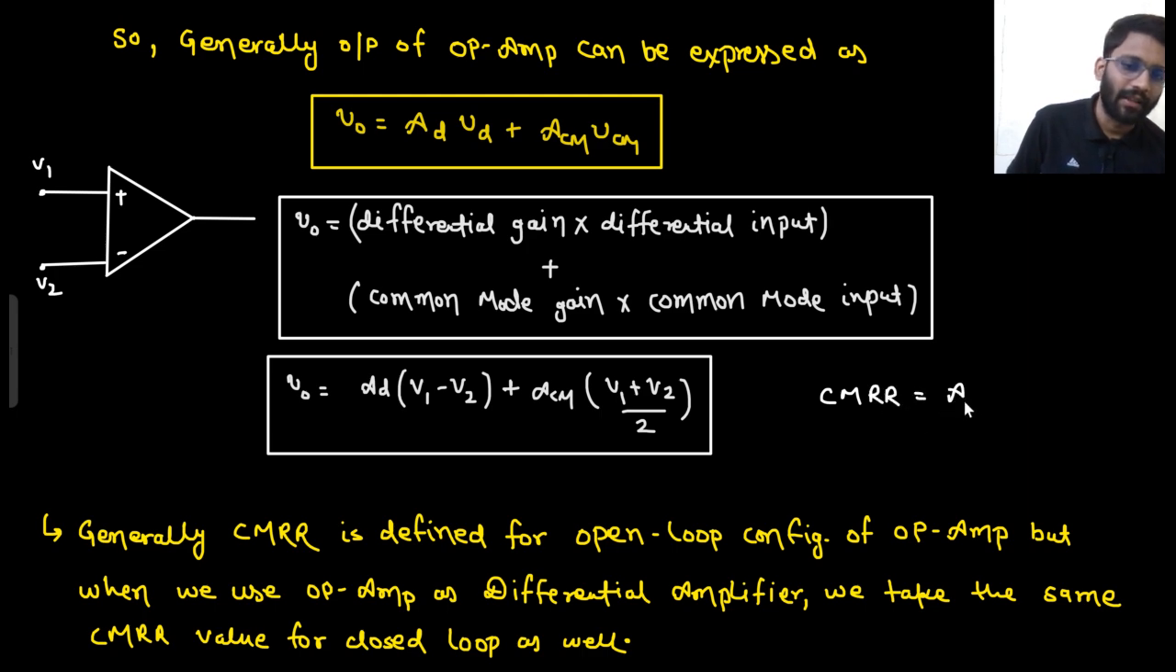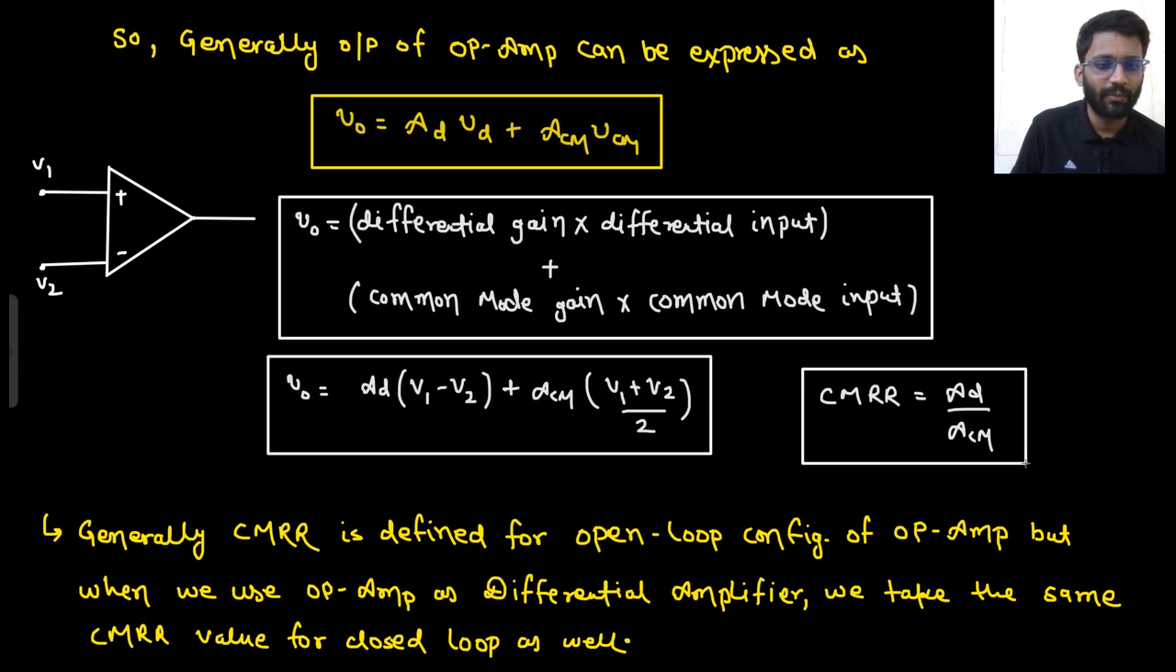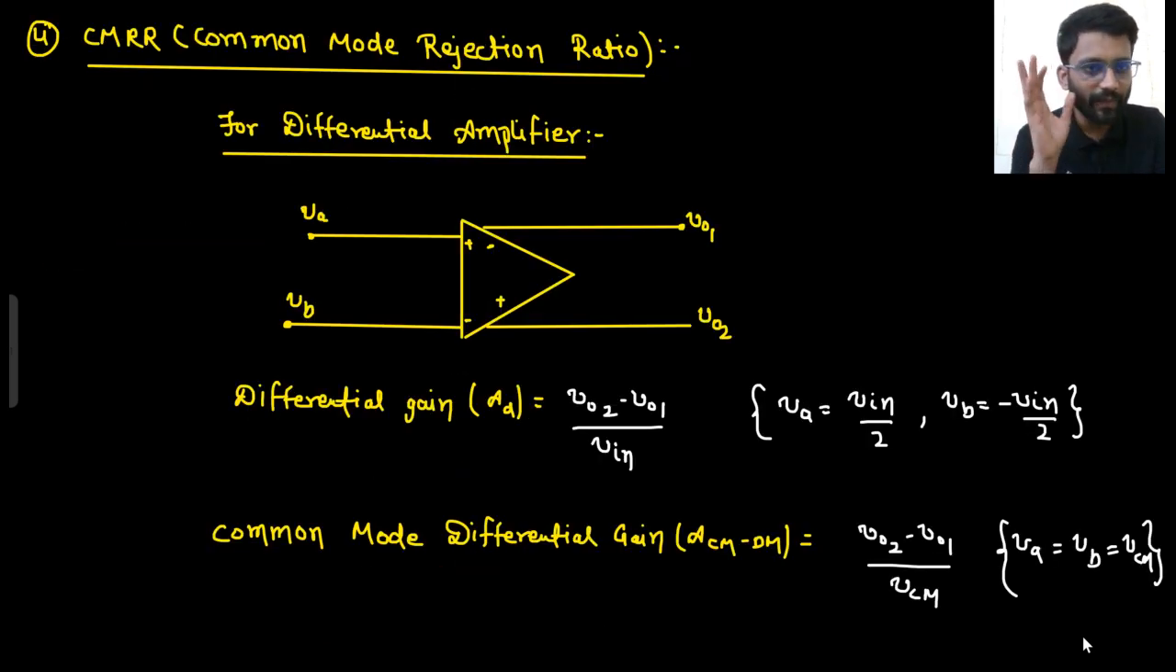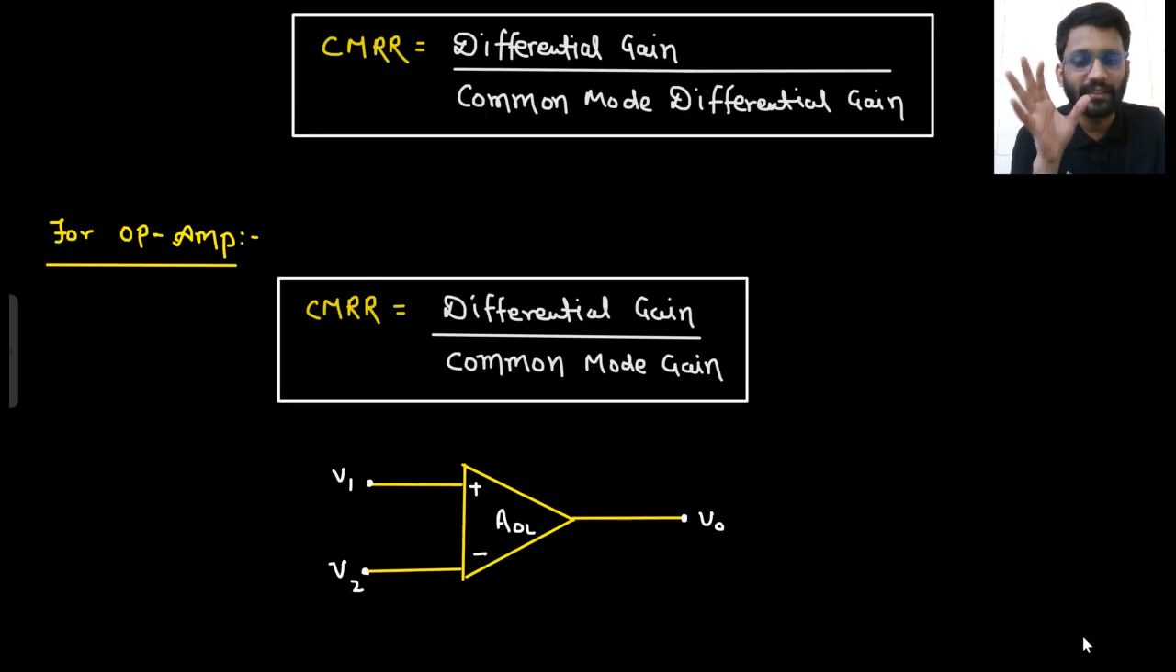Okay, so common mode gain and differential gain, and then how will you define the CMRR? CMRR will simply be AD by ACM. I will tell you how to solve the problem without any confusion. So the main target is to solve the problems only, right? And the concept is also clear. What is CMRR? Generally for a differential amplifier, CMRR is defined as differential gain divided by common mode differential gain. But in case of OpAmp, there is only one output, so we define it as differential gain divided by common mode gain, because both common mode gain and common mode differential gain are the same only.